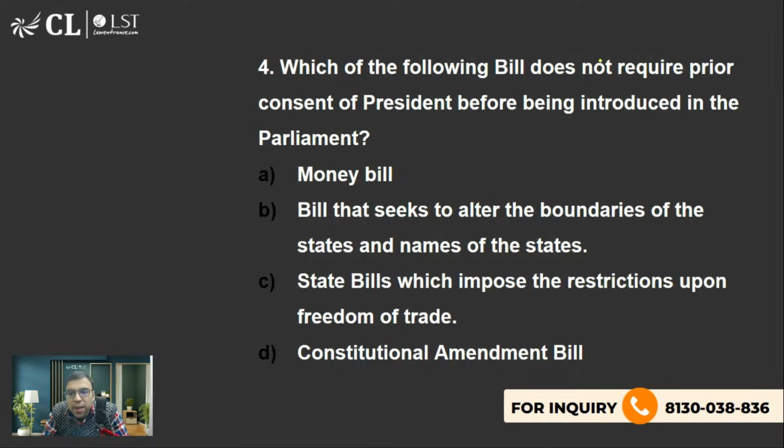Which of the following bills does not require prior consent of the president before being introduced in the parliament? Before being introduced in parliament, there are some bills which require the permission of the president. We're not talking about assenting to the bill. Even before it is introduced in the parliament, the president's permission is required.